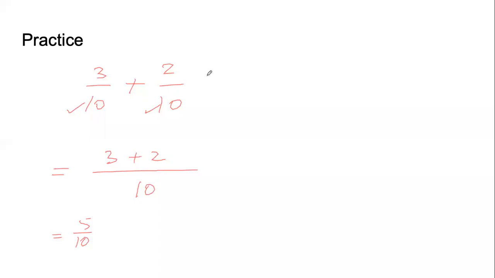We could have written this in another way too. We could write here 10, 3 plus 2 equals to 5 by 10. Clearly 5 by 10 is not in the simplest form, but we will study that later. But this is how we add.